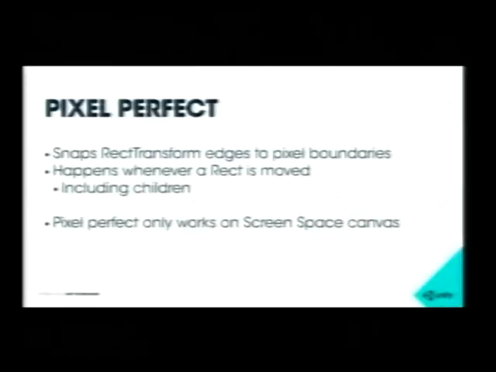A further note is that on the canvas, we support a property called pixel perfect. What this does is it snaps the rect transform generated pixels to pixel boundaries. And this happens whenever a rect is moved because you may have changed pixel boundaries. And this includes children. This means that if you're using pixel perfect, we need to regenerate vertices whenever anything is moved. And this is quite slow. As a note, pixel perfect only works on screen space canvases, such as perspective or overlay canvases.